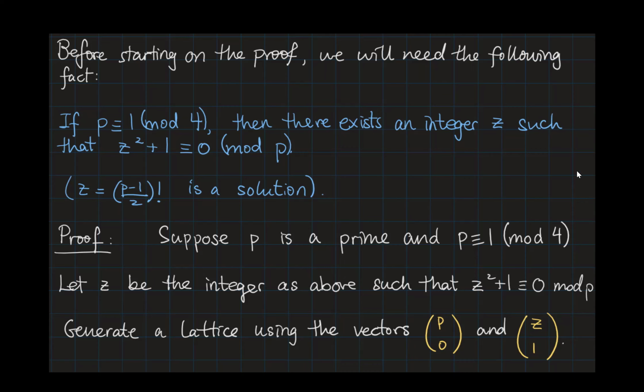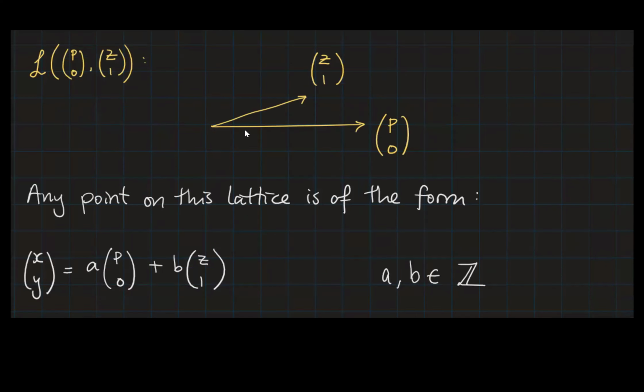And what we're going to do is first make a lattice. The way the lattice will look is it has one horizontal vector, which has x component p, y component 0. And then we'll have another vector which has x component z and y component 1. Then the area of this parallelogram will be p, because the base of the parallelogram is p and the height of it is 1. And if you take any point on this lattice, you can write it as a times (p, 0) plus b times (z, 1), where a and b are integers.